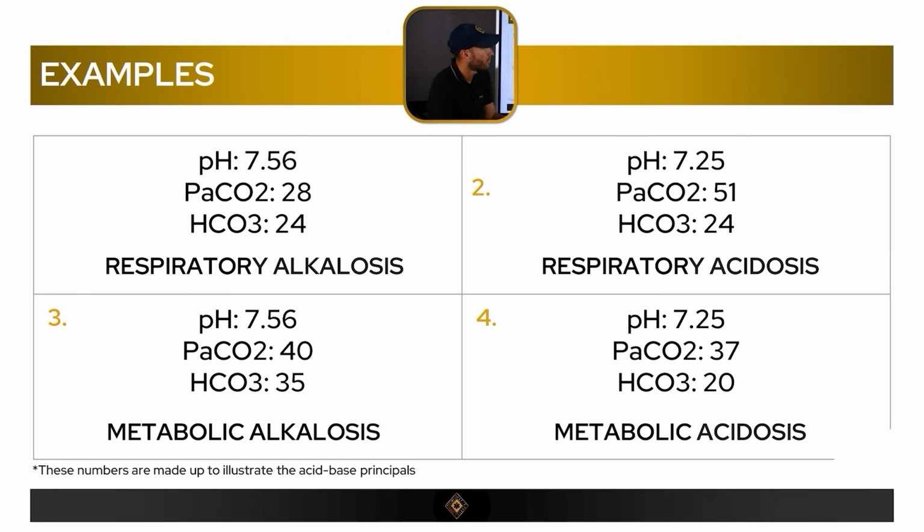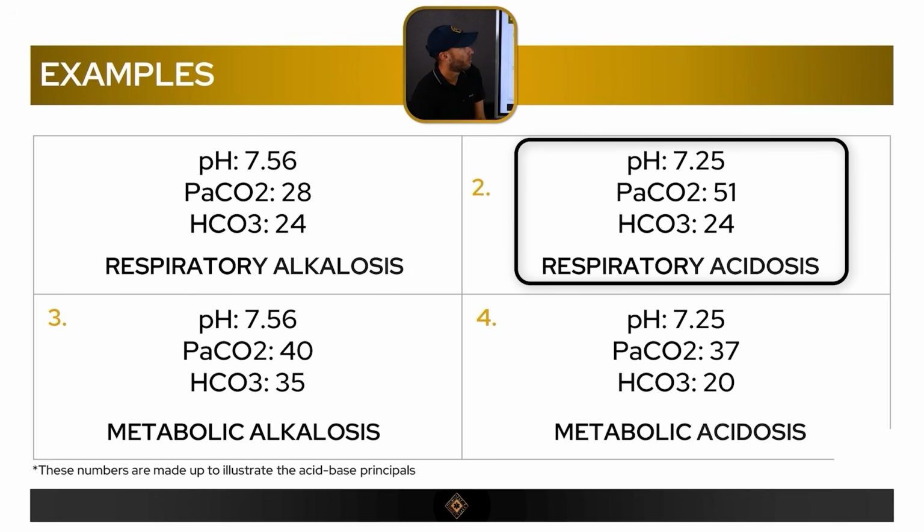Let's do number 2. Number 2, pH. Is it too acidic or is it on our base side? Look at it. Normal is 7.35 to 7.45, 7.25 is low. Look at the CO2. Man, CO2 is high. Okay, well the CO2 is off. And the HCO3 is within normal limits. What do we got here? Well, we got a person who's retaining CO2.